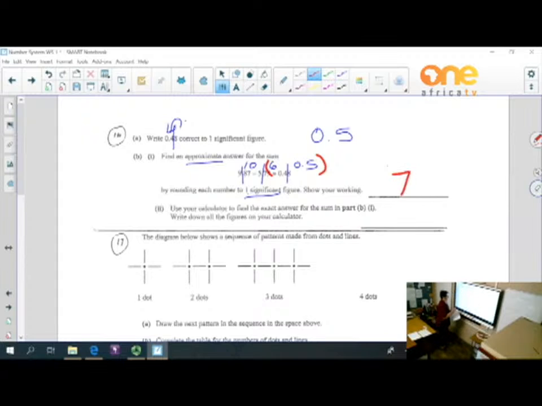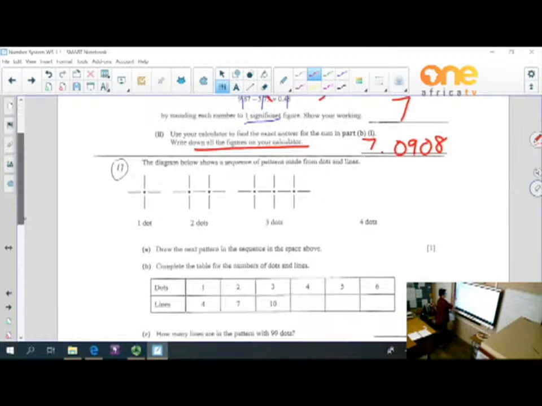And then calculate the exact value. So now on our calculators, we press 9.87 minus, and I'll use brackets there, 5.79 times 0.48, close brackets, equals, and the answer is 7.0908. Full calculator display. Can you see? I have to write down everything then there.